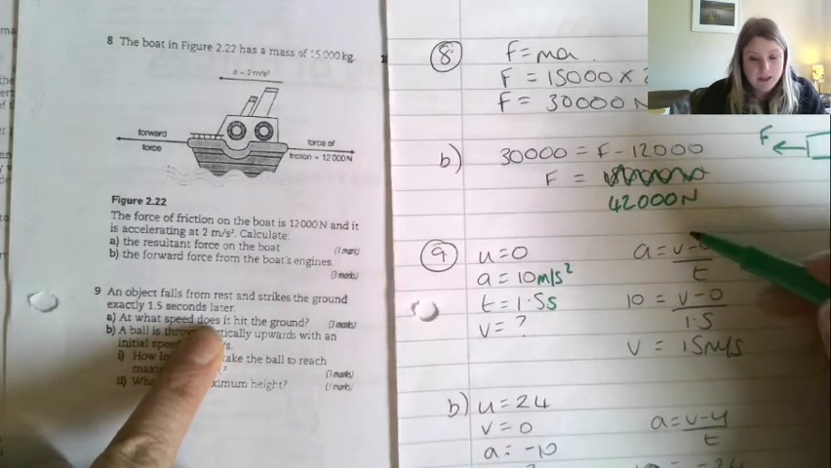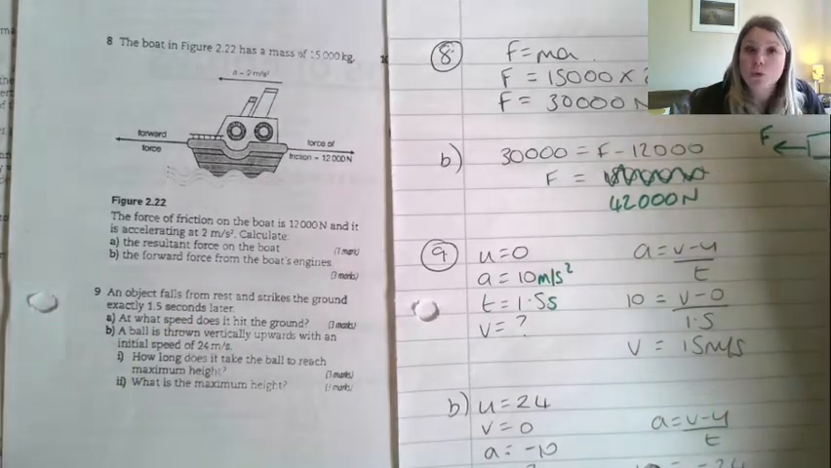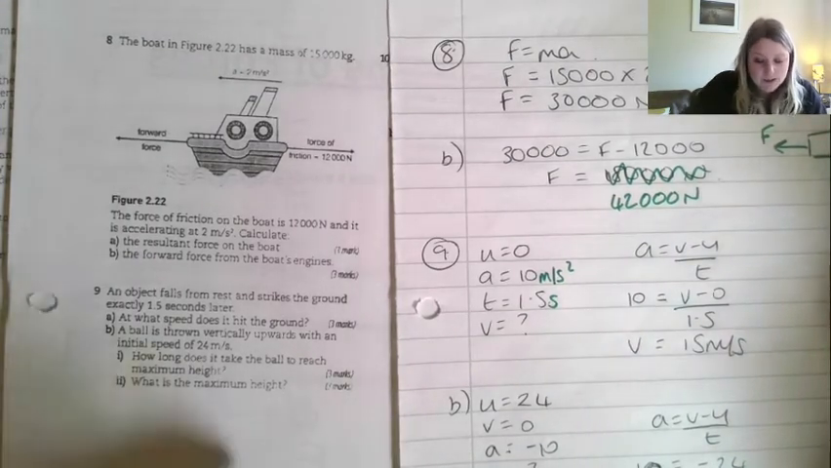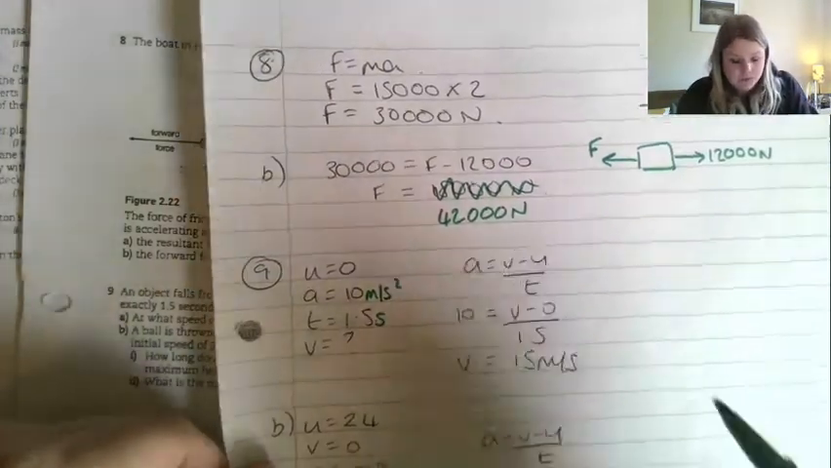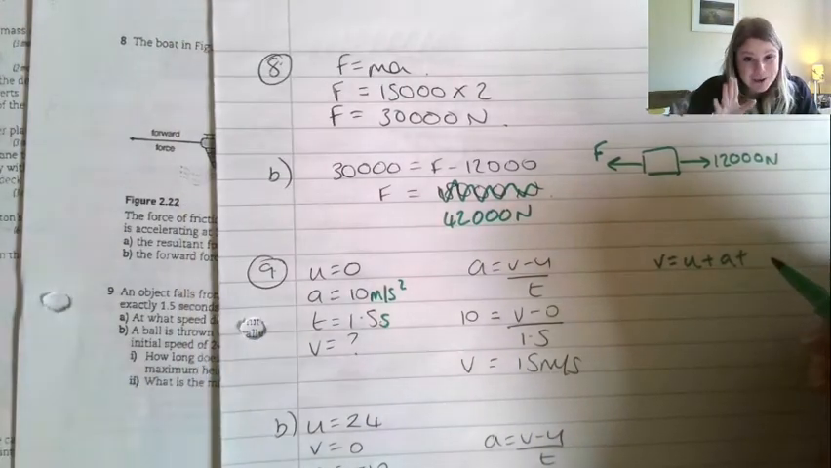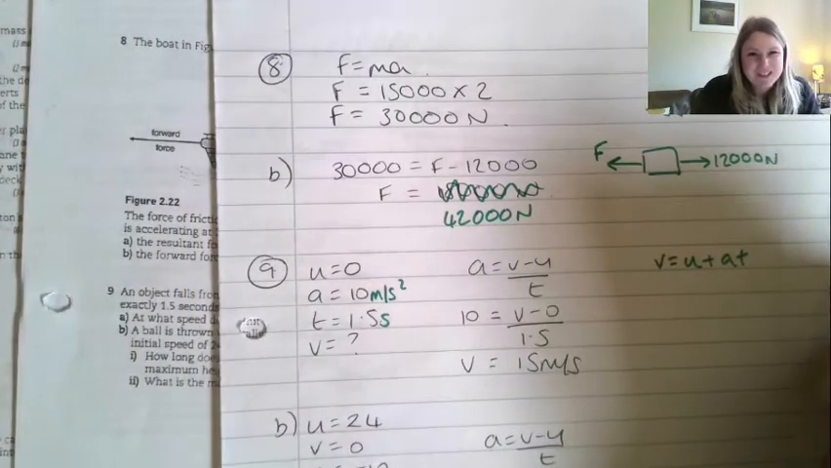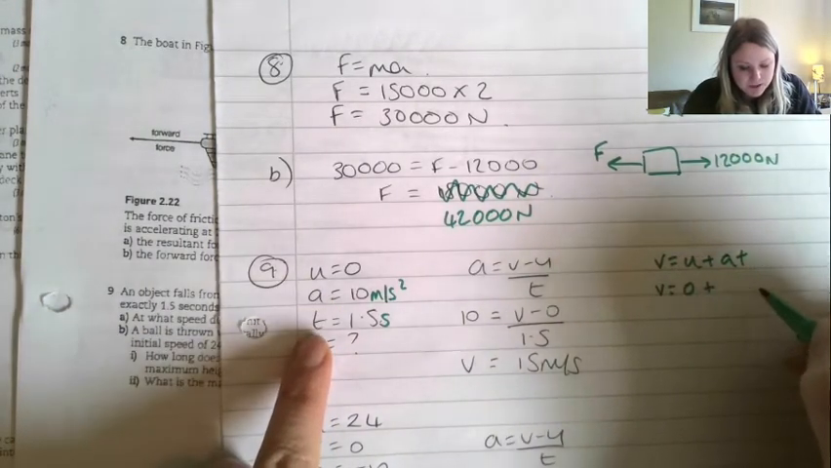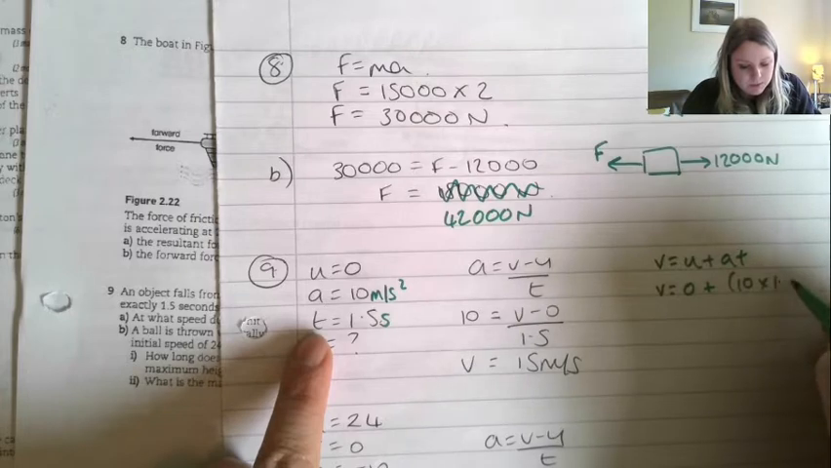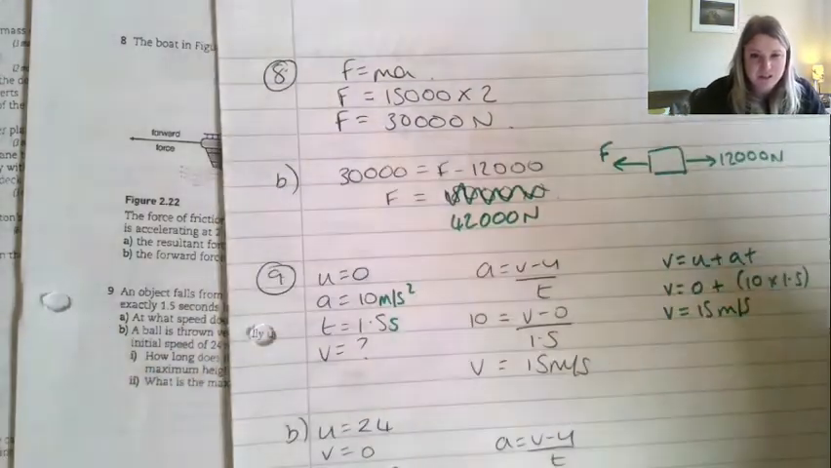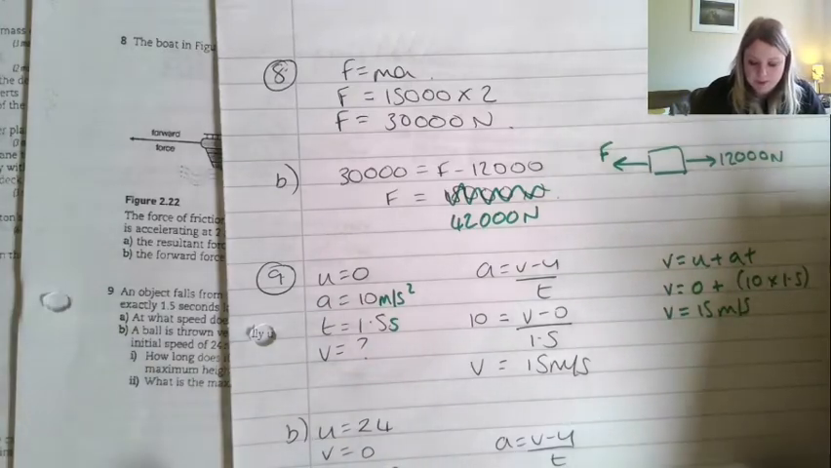So I've just used a equals v minus u over t, or do you know what I could have done? V equals u plus at might have been easier here. In fact, I'll do it out that way here. So V equals u plus at. I know it's the same equation, but there's less rearranging to do with this version. So V equals 0 plus 10 multiplied by 1.5. So V equals 15 meters per second. Yeah, it's definitely easier, isn't it? But there you go. There's both ways.